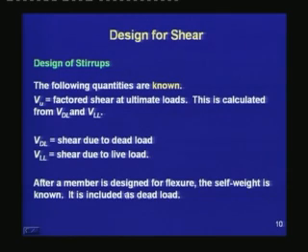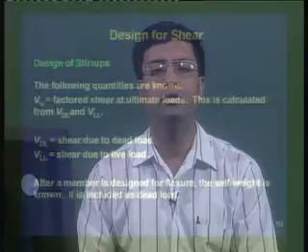After a member is designed for flexure, the self-weight is known. It is included as dead load. Thus, for gravity load design, the shear is known from the dead load and the live load. Once we know the shear due to dead load and live load, we can calculate the ultimate shear due to the factored loads by placing the suitable load factors.